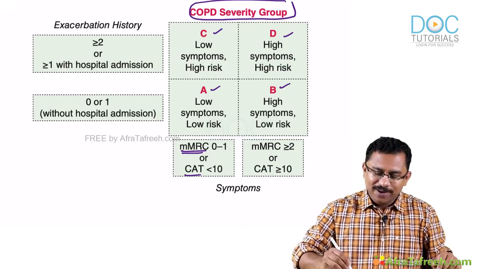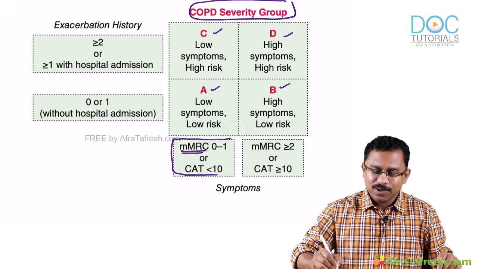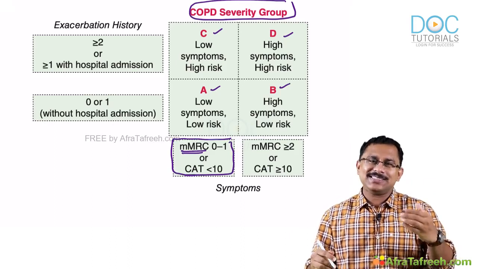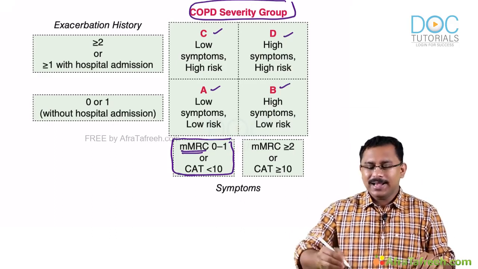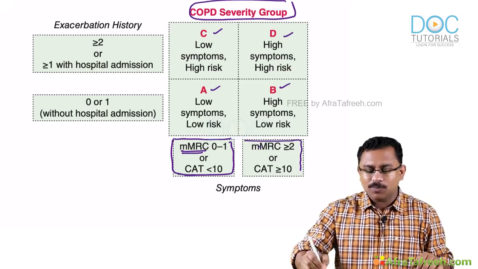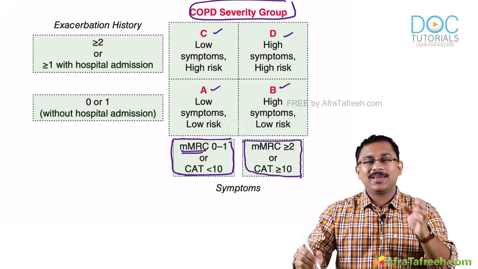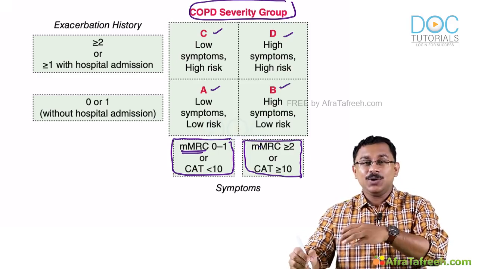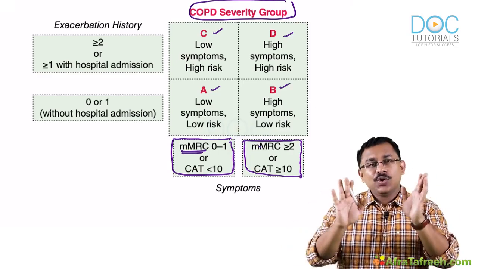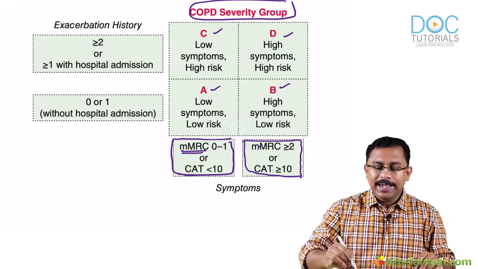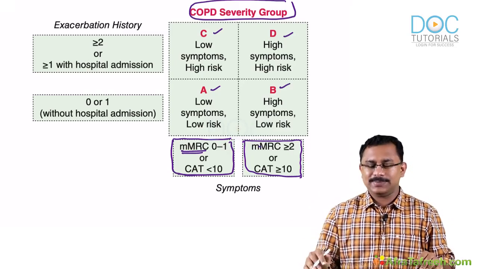So you have two boxes here. One is where your MMRC is 0 to 1 and your CAT score is less than 10. And the other in which the MMRC is more than or equal to 2, or the CAT is more than or equal to 10. So you tell me A, B, C, D. I have grouped like this.